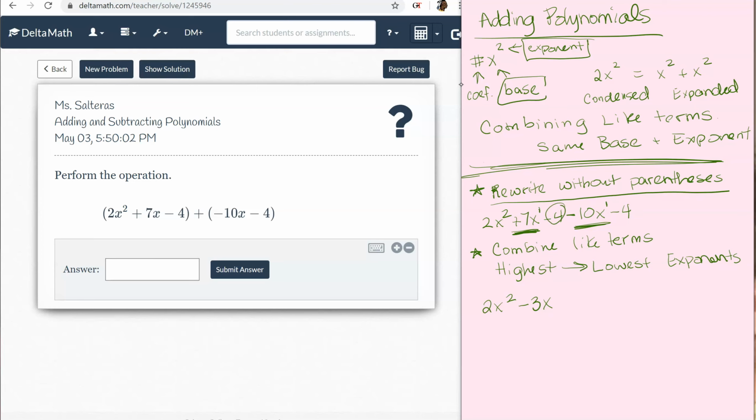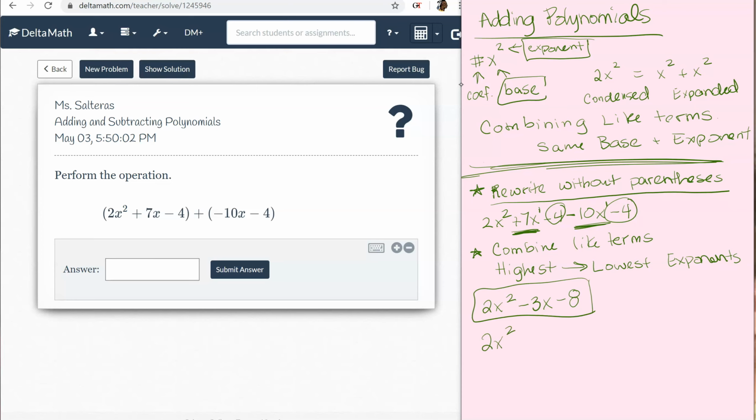So negative 4 and negative 4 is a negative 8. All right, so this is your final answer. I do want to let you guys know that if you see it from highest to lowest exponents, you can actually have, this is your simplified version, all right?